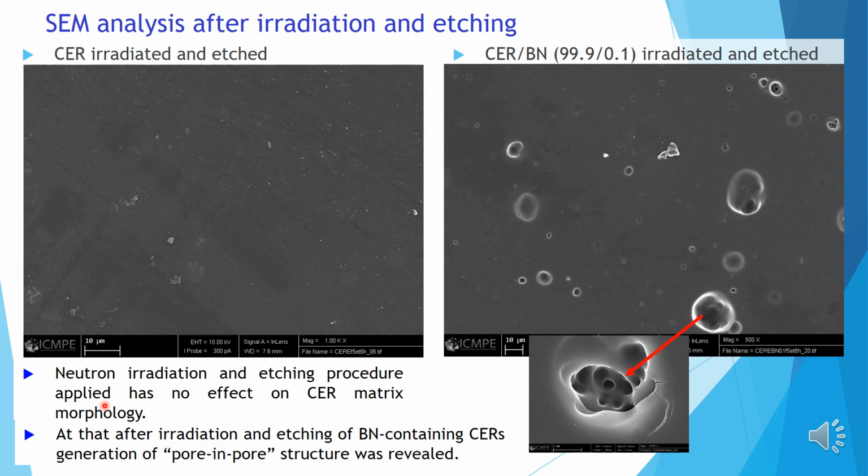To confirm the stability of the bulk CER matrix to irradiation and etching procedure, SEM measurements of CER as a reference sample were made. And as you can see here, the neutron irradiation and etching procedure applied had no effect on the CER matrix morphology. At that, introducing 0.1 weight% of BN into the CER matrix results in formation of porous structure. It was also found that in this case, pore structure is formed.